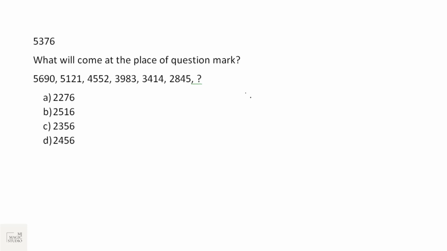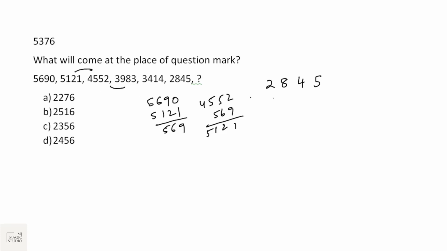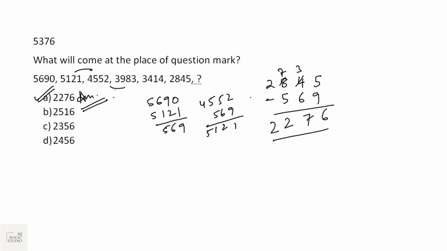Now another one. We can see that all numbers are in decreasing mode. 5690 minus 5121 is 569. So 4552 plus 569 gives 5121. Bingo. This is also 569. All numbers are reducing by 569. 2845 minus 569 is 2276. Option A is the pick.